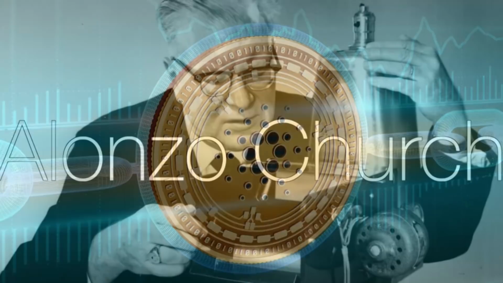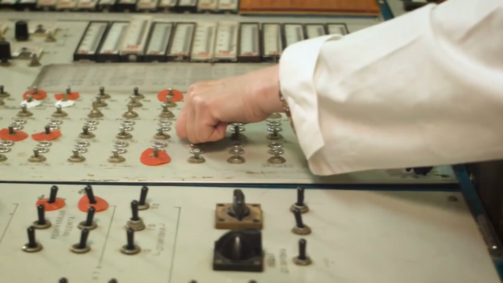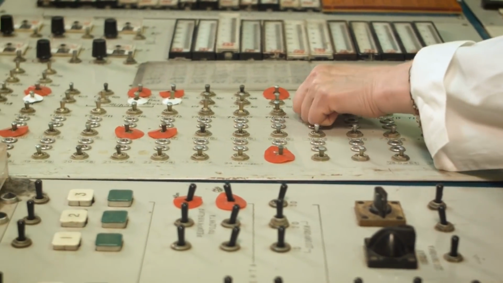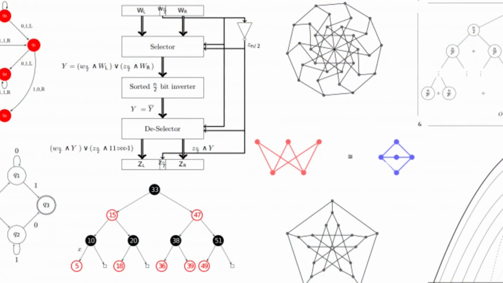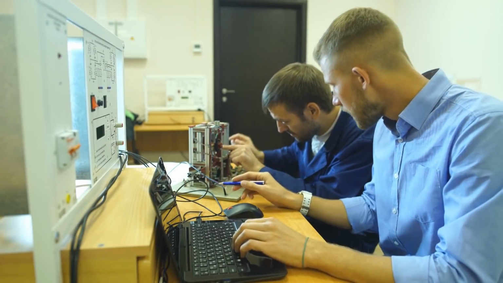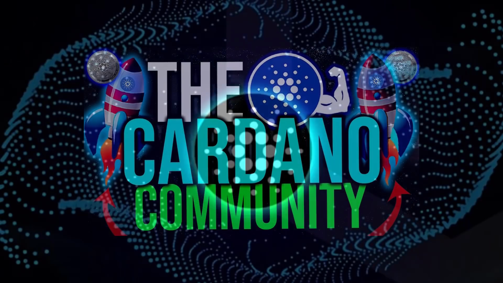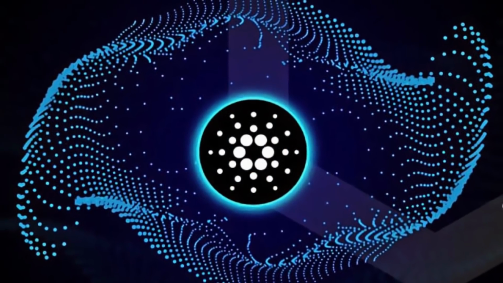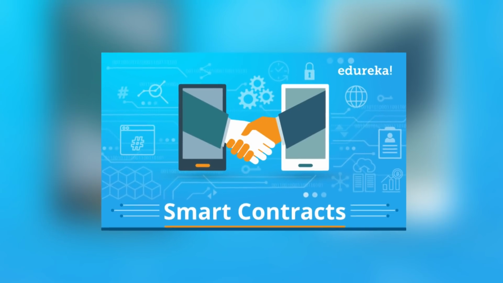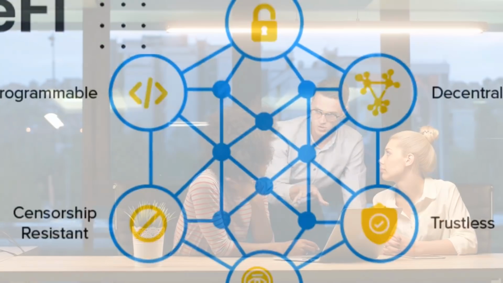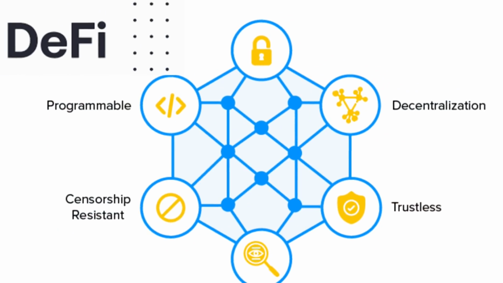The Alonzo update got its name from Alonzo Church, a prominent mathematician and computer scientist in the 20th century who helped in establishing the foundations and fundamentals of theoretical computer science. The Cardano community strongly believes that the Alonzo upgrade will usher in a new era of advanced smart contract functionalities and solutions and decentralized finance protocols.